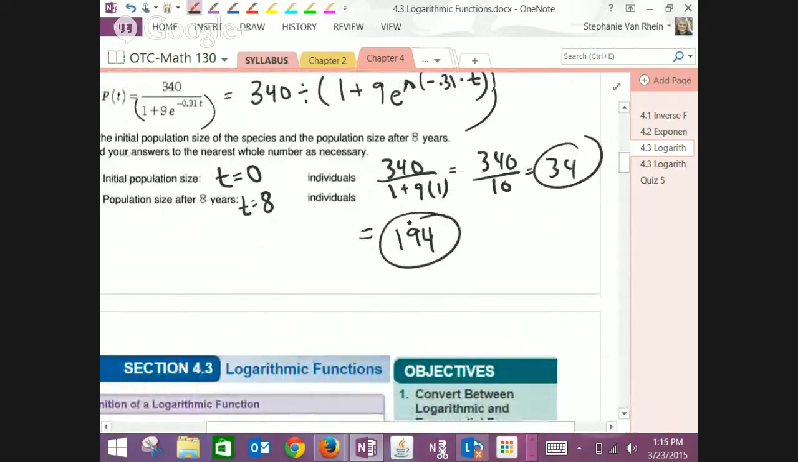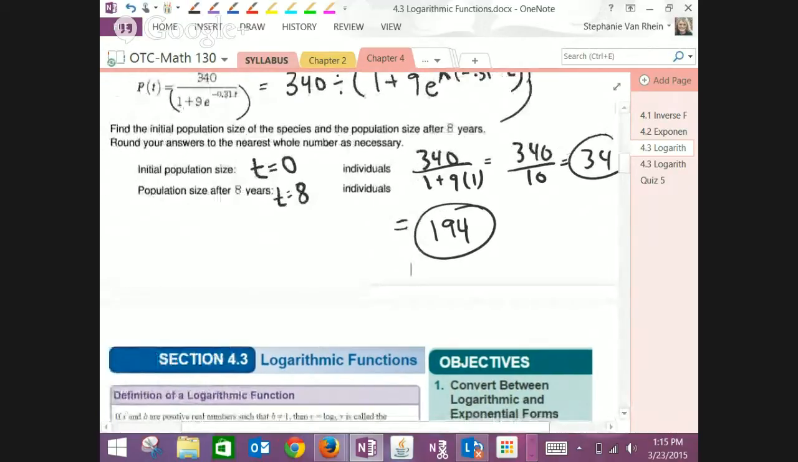Or 193.87701825992? No, I don't know. But it says round to the nearest whole number. These came straight from Alex. So round to the nearest whole number in Alex. All right, you guys feel a little more comfortable with that?